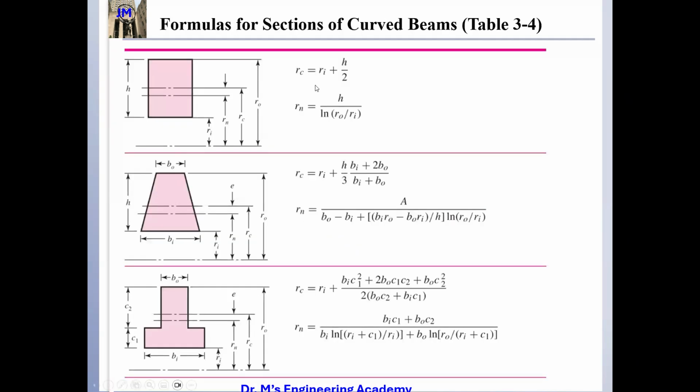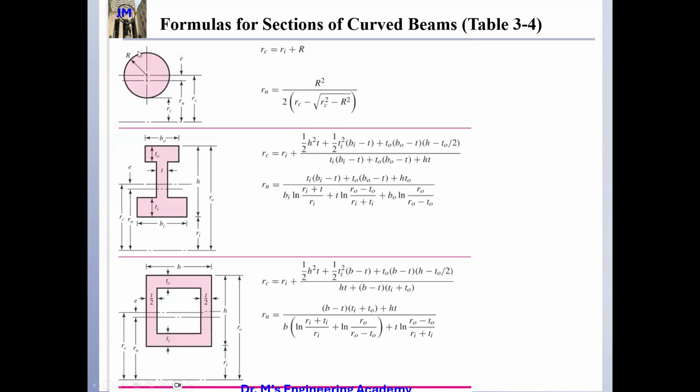Now, this is the formula sheet for sections of curved beams. Some people have done this for us. Whenever we handle a rectangular, a trapezoid, or a T shape, we can come back to use this sheet and calculate our Rn directly. Questions? No questions? And then there is the circle, the fourth circle, and the I beam, and for this one it is a rectangular. This is the wall, this is the shape.